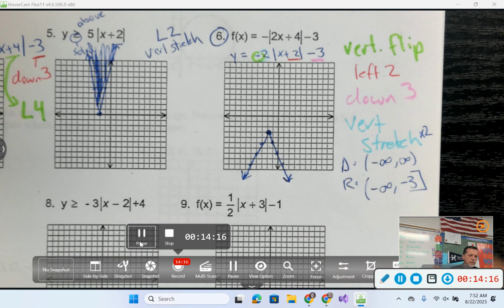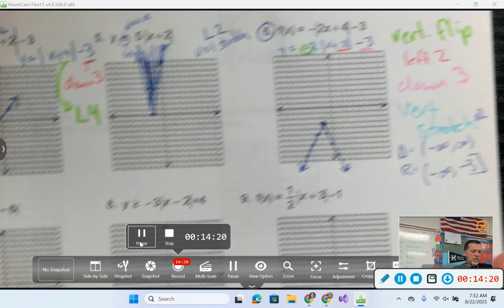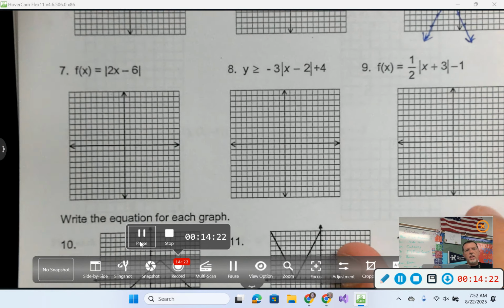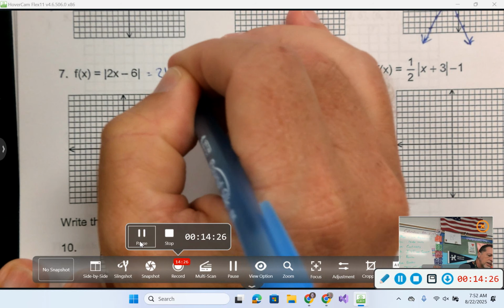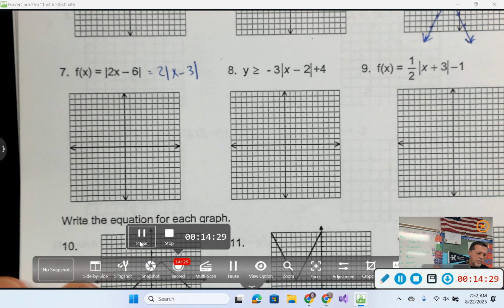What else do we need to do? What are you going to do on number 7? Take out the 2. That one's not bad.